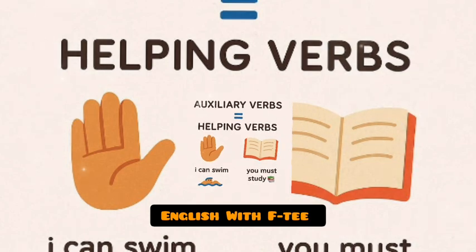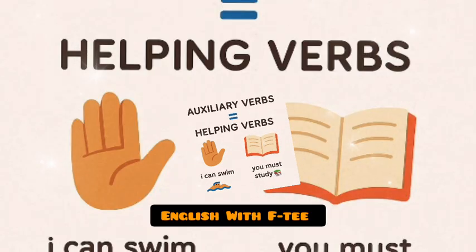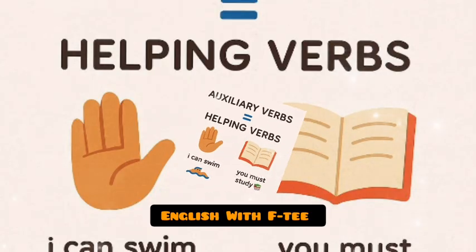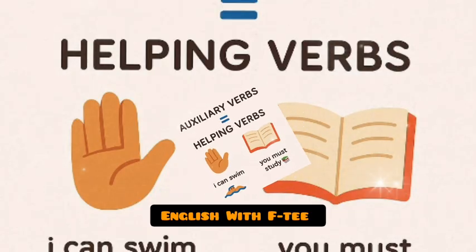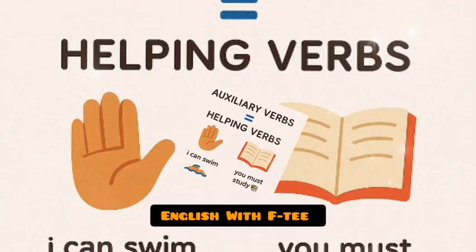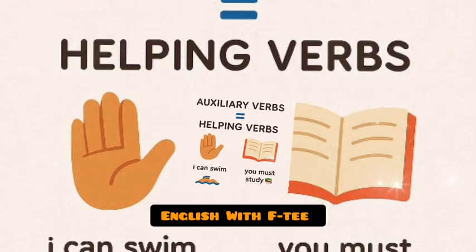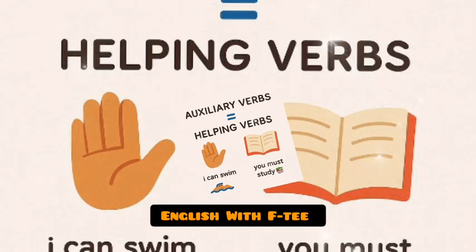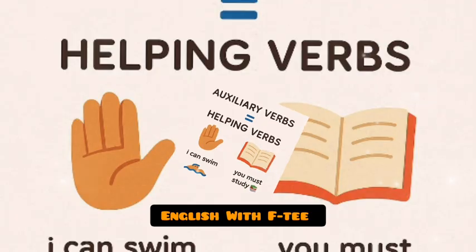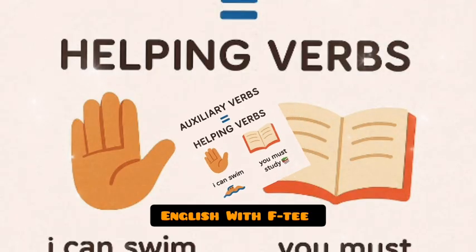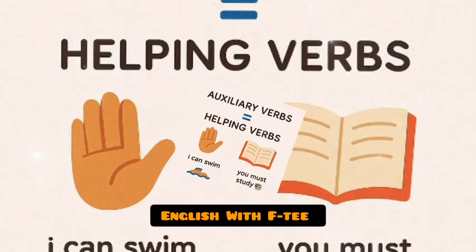To do is used to make an interrogative sentence. For example, do you like football? Does it take tea? Did she write a letter? It is also used to make a negative sentence. For example, I do not like him. He does not go to school.